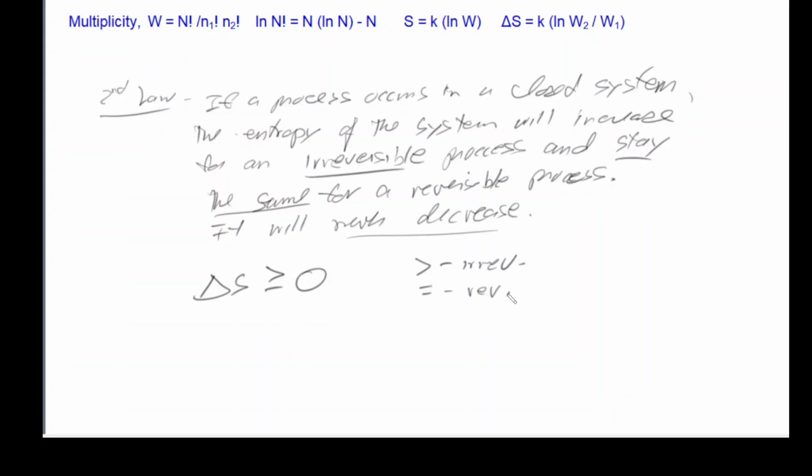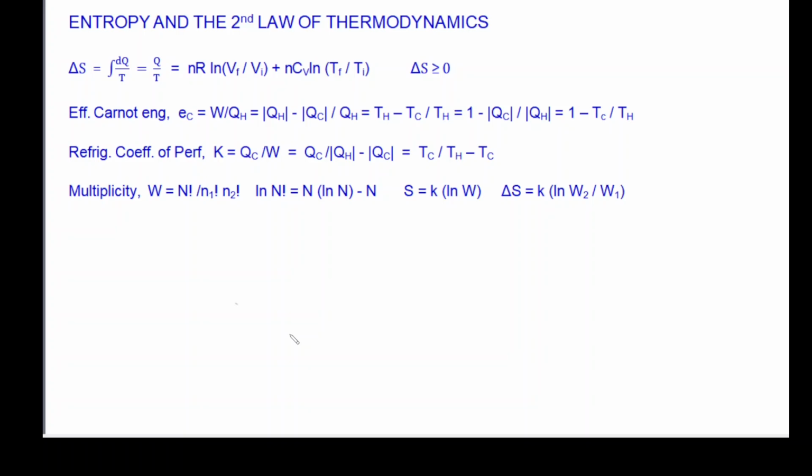Now, this applies to a closed system, but the entropy can increase in one part of the system and decrease in another, thus obeying this second law of thermodynamics. The concept of entropy is used in engines and refrigerators. So let's look at a heat engine.